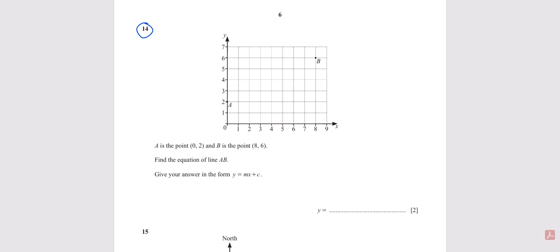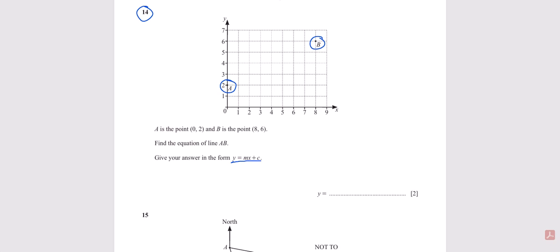Question number 14. A is this point, and B is the point (8, 6). Find the equation of the line AB. Give your answer in the form y = mx + c.